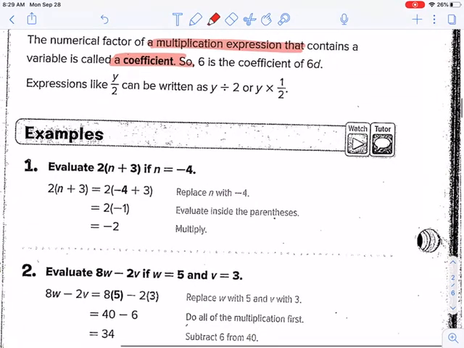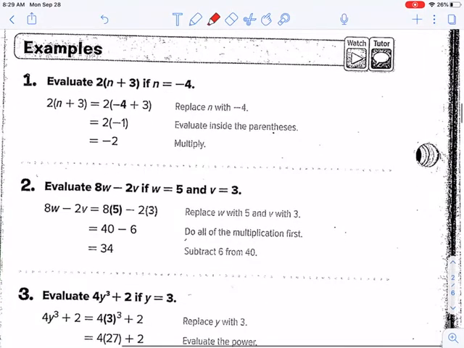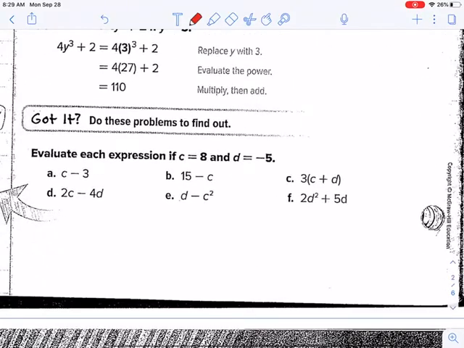So here's some examples of evaluating expressions. In example 1 here, they're saying n is going to equal -4. Now notice they showed their substitution right here. I need to see that work from you. And you're going to do parentheses first, and then you can multiply. So let's go to the bottom here.